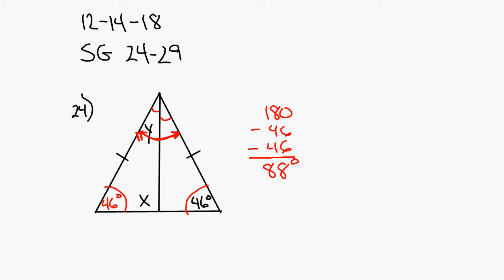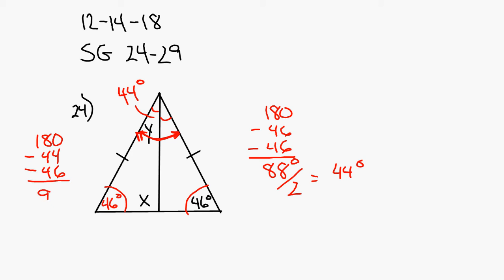These two angles are equal to each other, so if you take the 88 and divide it by 2, you get 44 degrees. That means that this angle y is 44 degrees. So if angle y is 44 degrees and this base angle is 46 degrees, you could subtract the 44 and the 46 from 180. So 180 minus 44 minus 46 is 90 degrees. So your x is 90, your y is 44.